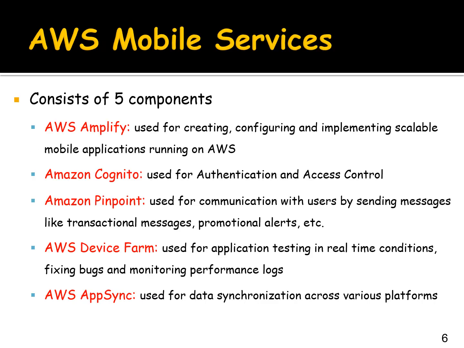I will be discussing AWS mobile services. AWS mobile services basically consist of five components: AWS Amplify, Cognito, Pinpoint, Device Farm, and AppSync. AWS Amplify is the core part of the AWS mobile services. Cognito, Pinpoint, Device Farm, and AppSync are the other services that support AWS Amplify.